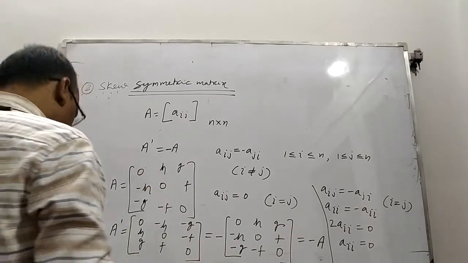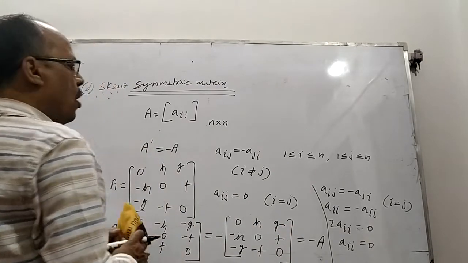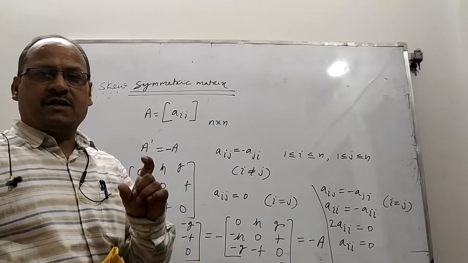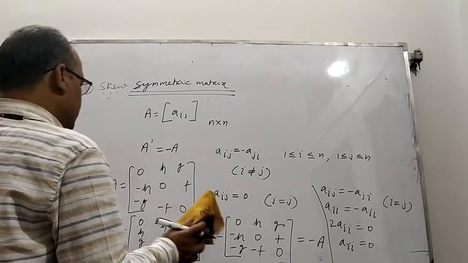Okay. Now the third point: how can you decompose a matrix into a symmetric and a skew-symmetric matrix?